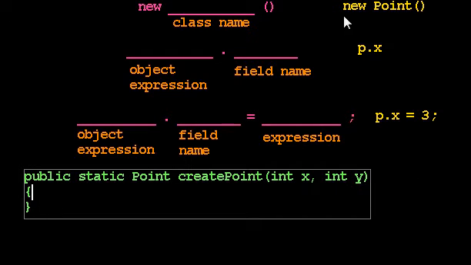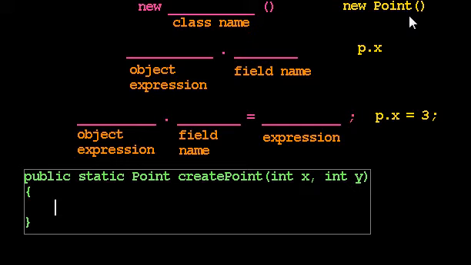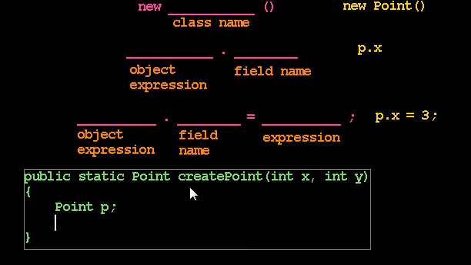Well, first we want to create a point. And notice, now I'm using the word Point as a type. I can do that. So here's a variable p that could refer to a point, but doesn't yet. Right now there are no points. I have not created a point yet. This line, when I say new Point, and I happen to be storing it in p, that's the moment I create a point.